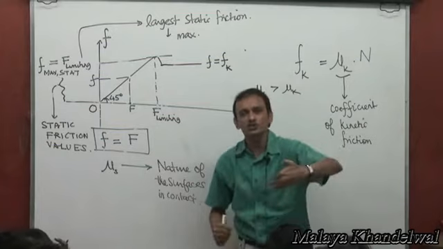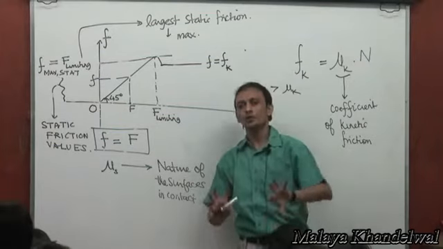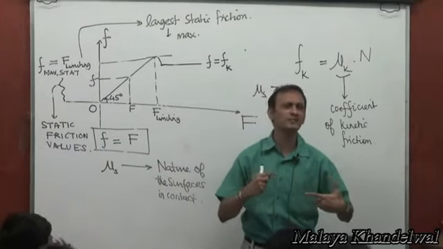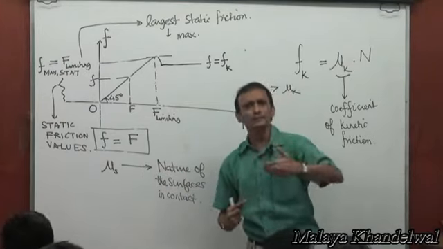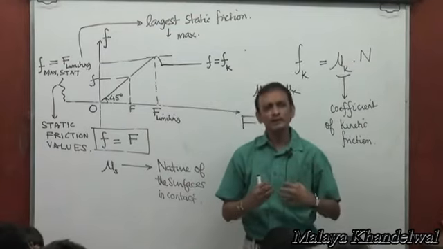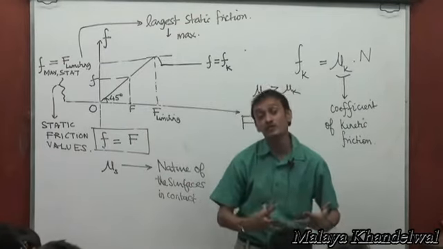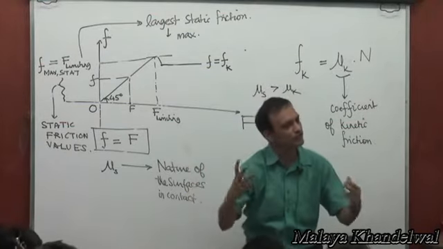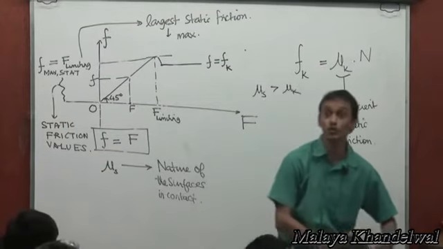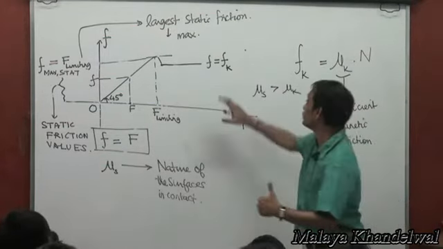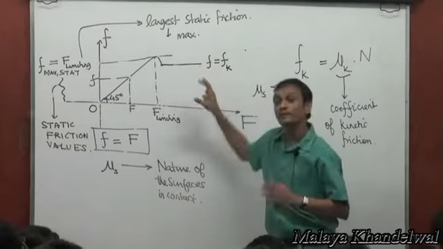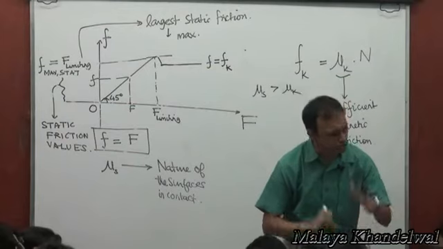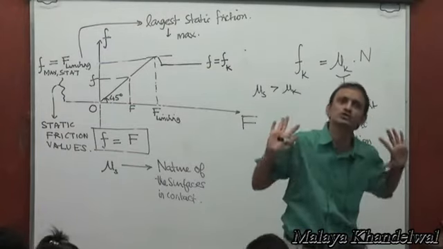So, only when the situation is very sophisticated do we take mu s and mu k as different. But if somebody has prescribed only mu s to you, and you still need kinetic friction values, then you can take mu s to be approximately equal to mu k. That's a good enough approximation. If somebody has given you only mu s, but you want to compute Fk, kinetic friction, then for all practical purposes, you can take mu s to be approximately equal to mu k.